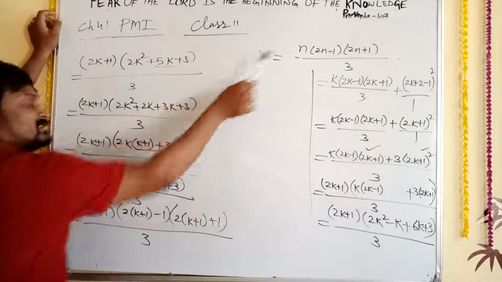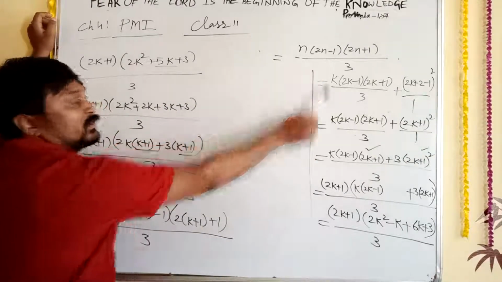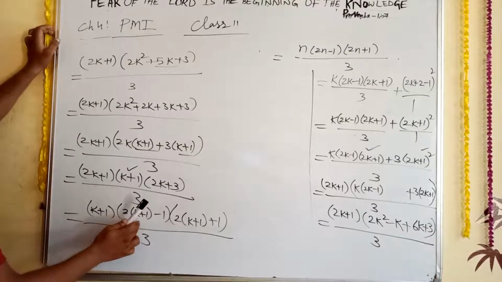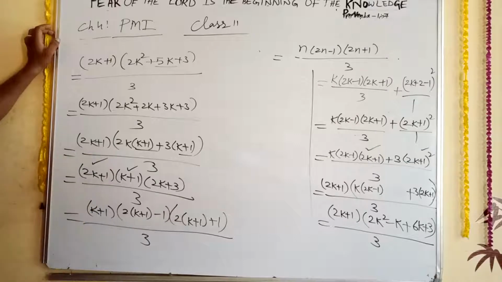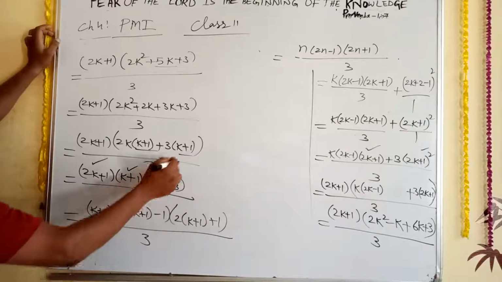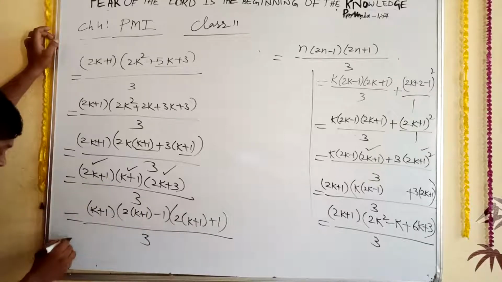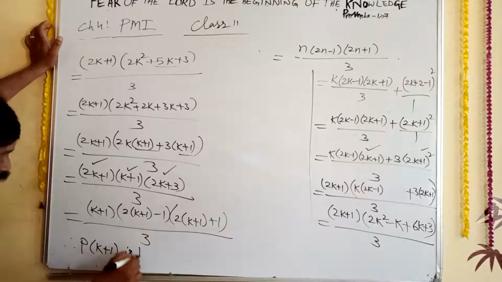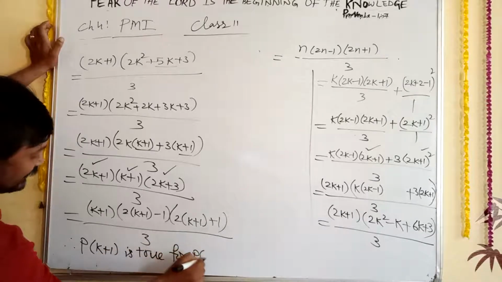First, where n is there, k plus 1. So this term is completed. Next one is 2(k plus 1) minus 1, which I have written. Just simplify here: 2k plus 2 minus 1 is nothing but 2k plus 1, which is already there. And the next one is 2k plus 3. So all are completed. Therefore, we can say that P of k plus 1 is true for P of n.